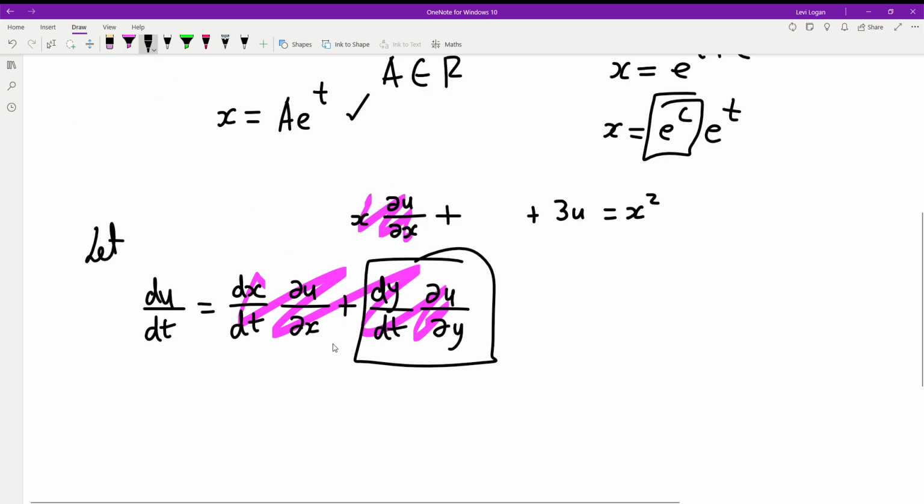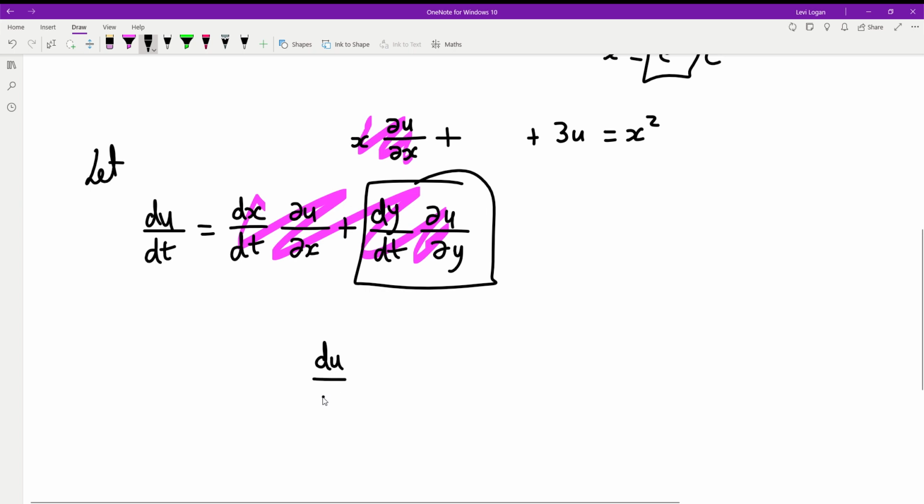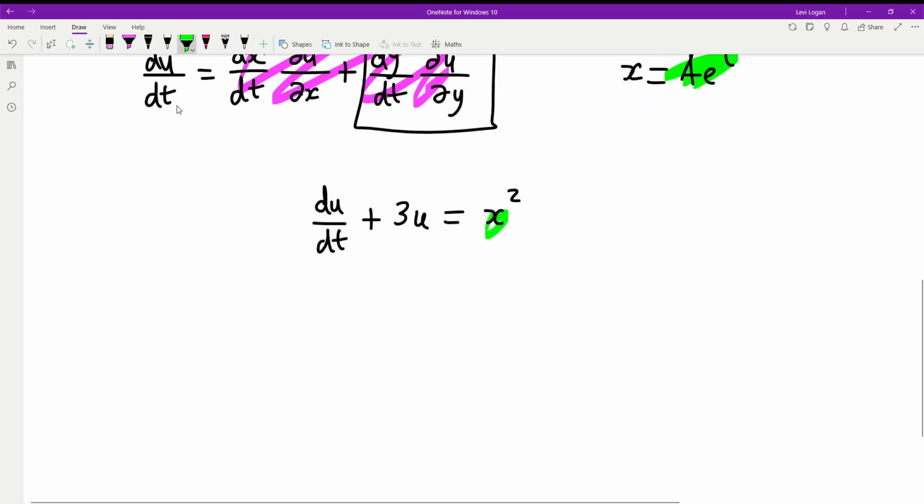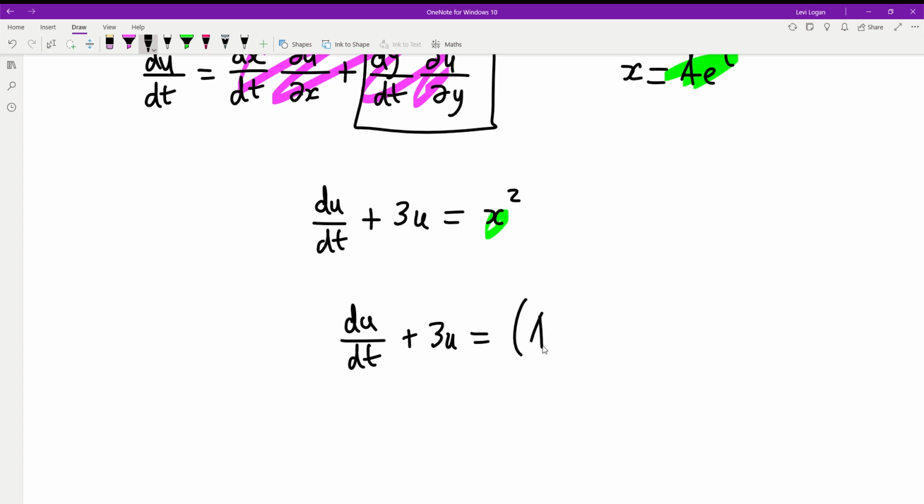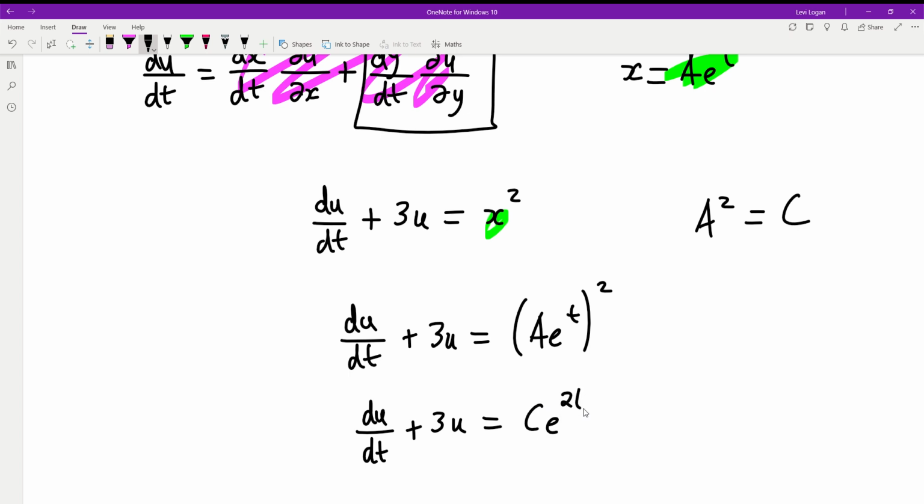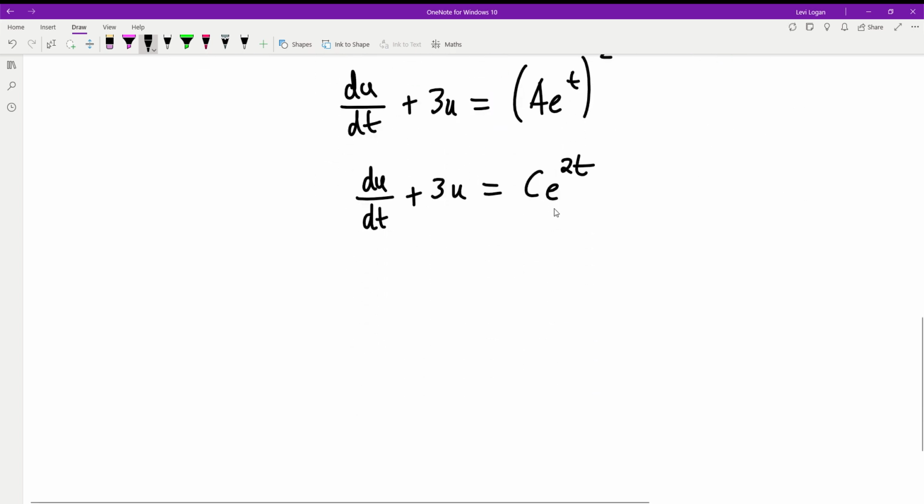So technically I can replace this stuff with this stuff here. So I can rewrite that as du/dt plus 3u is equal to x squared. Now what is x? x I defined as a e to the t. So now I can replace this as well in there. So I get du/dt plus 3u is equal to (a e to the t) squared. I'm going to define a squared as another constant, let's say c, and evaluate that side there. So I get du/dt plus 3u is equal to c e to the 2t.